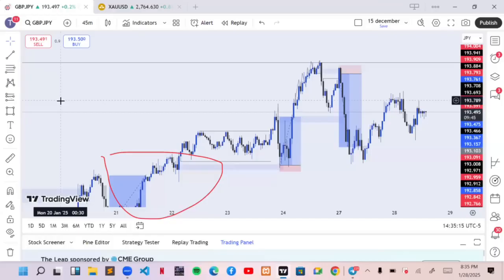It's as simple as that. There's literally nothing more to what I do. I don't overcomplicate things. If you backtest what I'm saying now, open up your charts, find higher time frames.